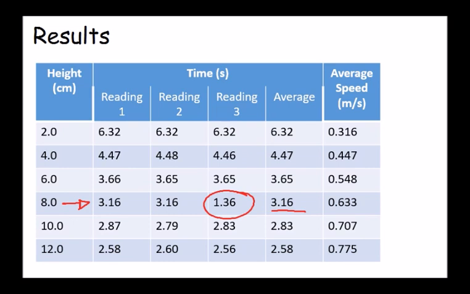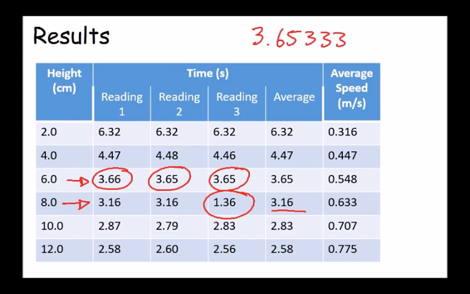The other thing to note is, if we look at this line, the first reading was 3.66, the second reading was 3.65, the third reading was 3.65. When we take an average of those results, we actually get 3.653333 recurring. However, our first one was to 3 significant figures, the second one was 3 significant figures, the third one was 3 significant figures. So we should round this down and just give it to 3 significant figures in the table of results.